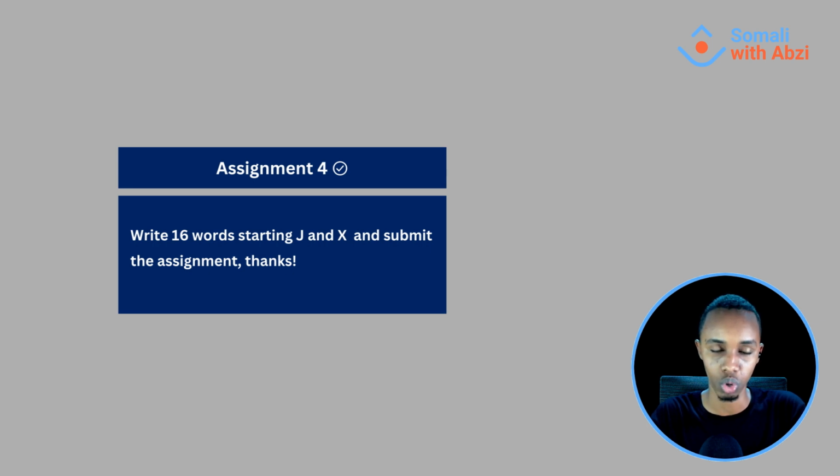And if you're confused what you're going to write, it's just easy. 16 words, 8 words starting from J and 8 words starting from Ha. Or you can maybe combine 10 words J and 8 words Ha. It's up to you. So do which way is easy for you. So write 16 words starting from J and Ha.